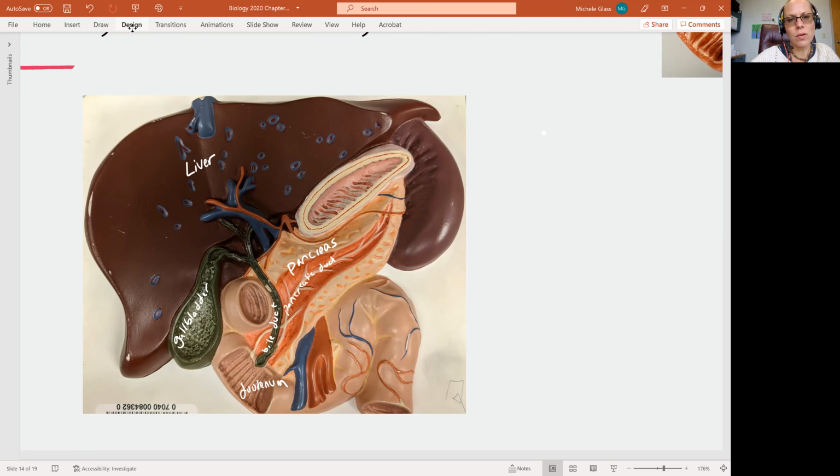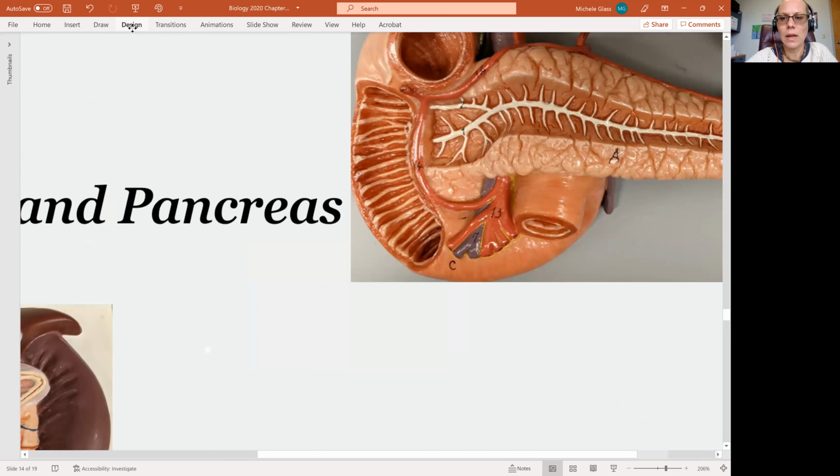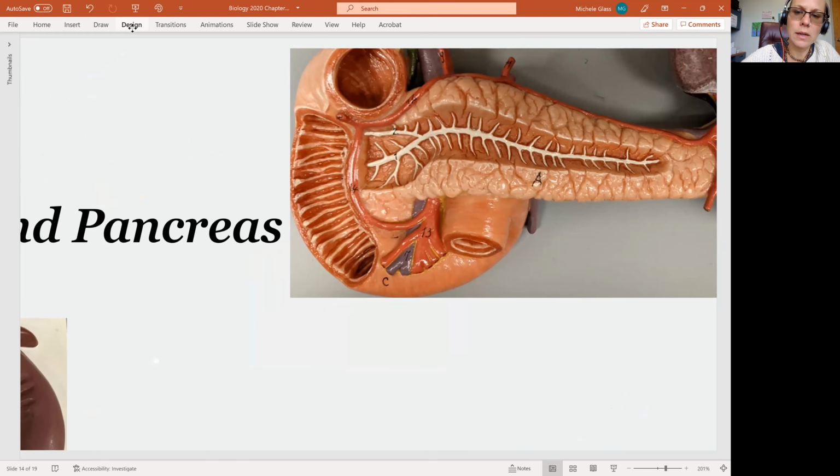With this other image that I have for you, this is again a model from our lab, and I did include this one as well because it's really highlighting the pancreas and the pancreatic duct, and you can see how that's emptying directly into the duodenum, and so we're getting that relationship here as well.